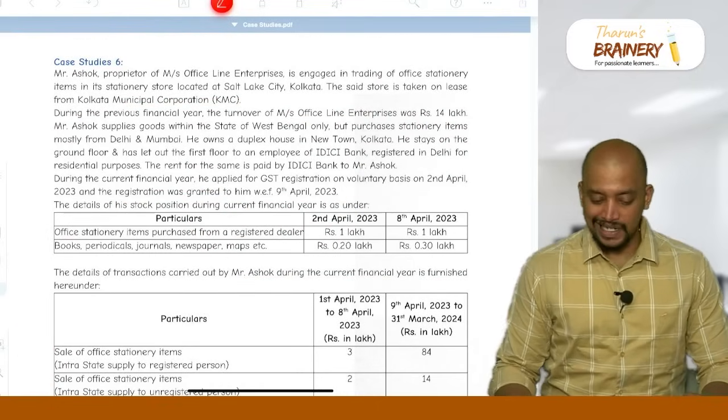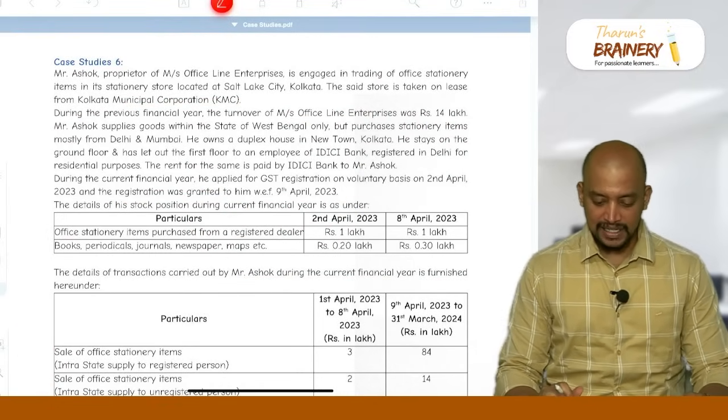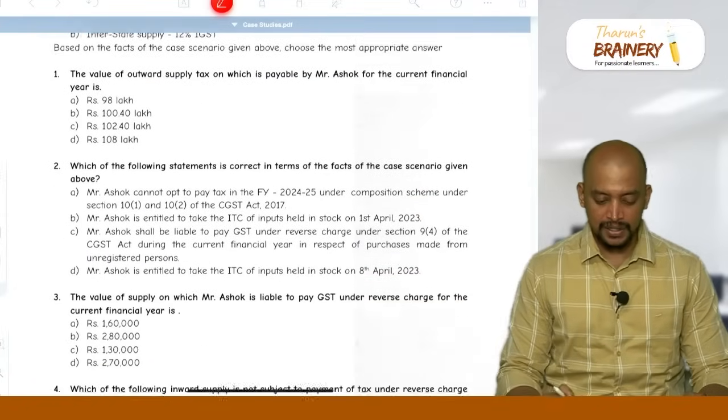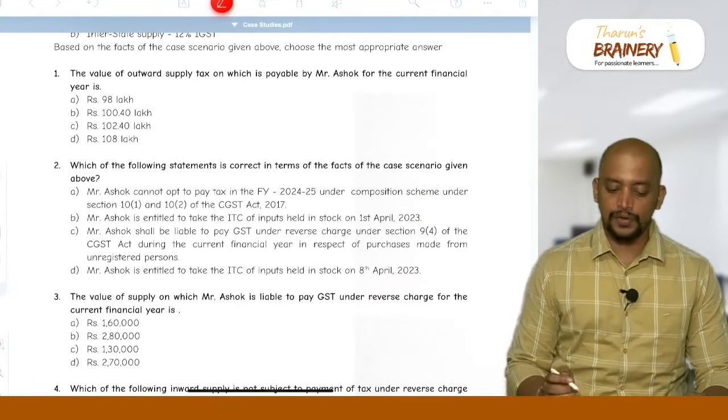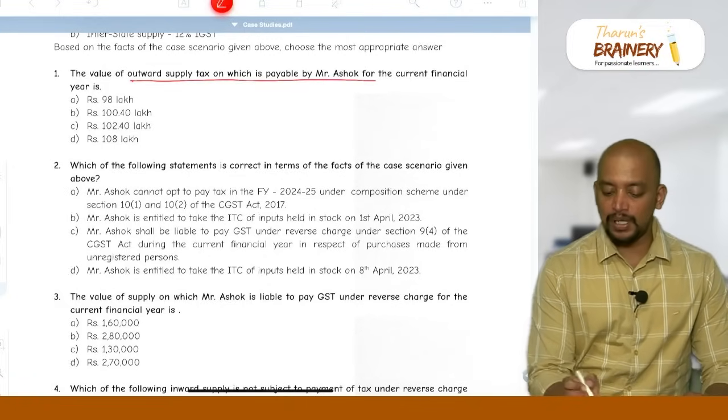So look into case study 6, that is case scenario 6. This case scenario 6 is related to registration. So let's see what are the questions that are involved. The value of outward supply on which tax is payable by Mr.